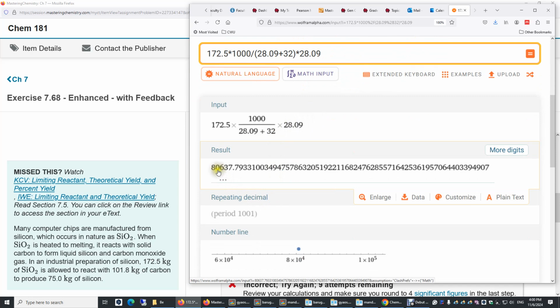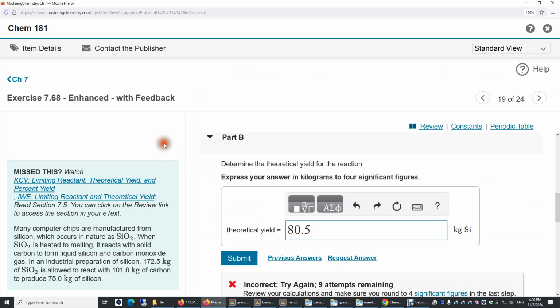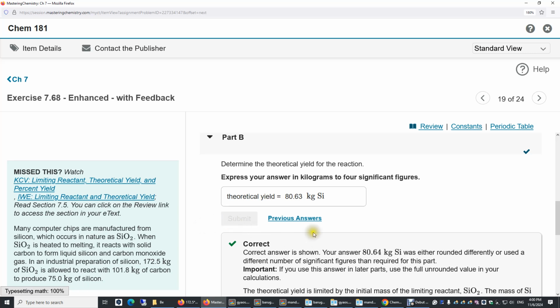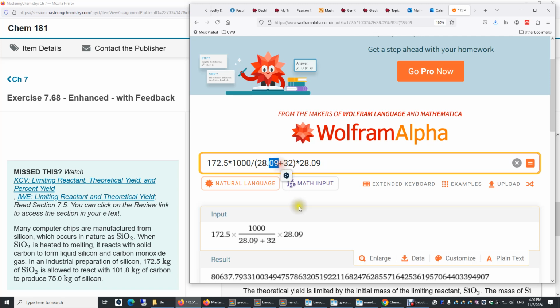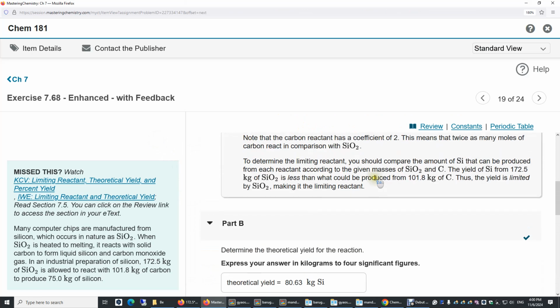Now I have 80,637 grams, so it's going to be 80.64. Submit. All right, 80.63. Okay, it's right here. Again, I apologize for not including these 2 decimal places in my calculation. I thought they were not important. 28 versus 28.09, but it turns out there's a small difference over here. I got 28.5 before, now it's 28.6.